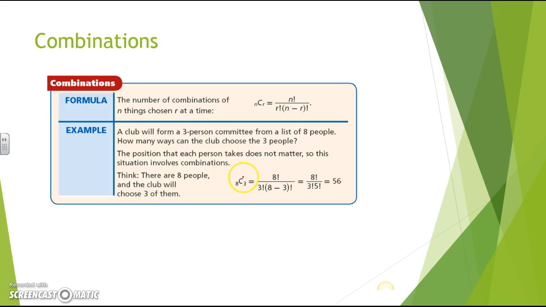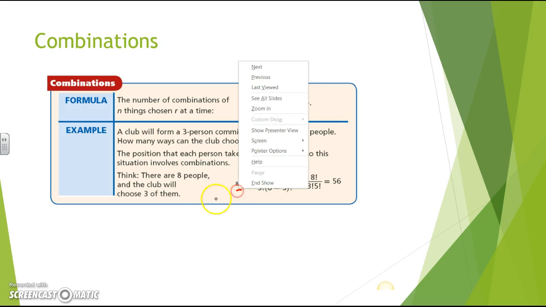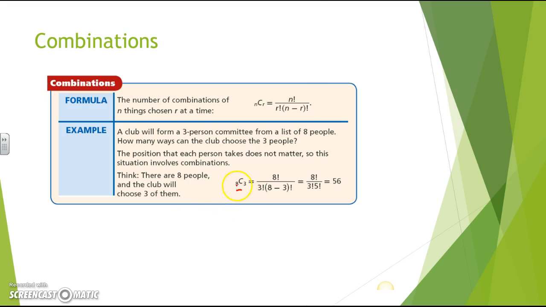My 8 is my things, which is my 8 people, and the 3-person committee is going to be chosen 3 at a time. So what I have here is 8 as my n, then r, which is 3, factorial, times (n minus r), so 8 minus 3, factorial. So we have 8 factorial on the top over 3 factorial times 5 factorial, which equals 56. So let's do another example of a combination.